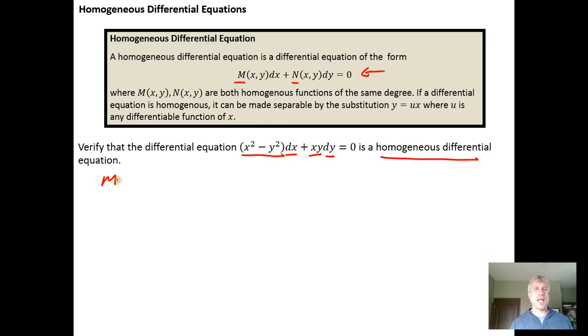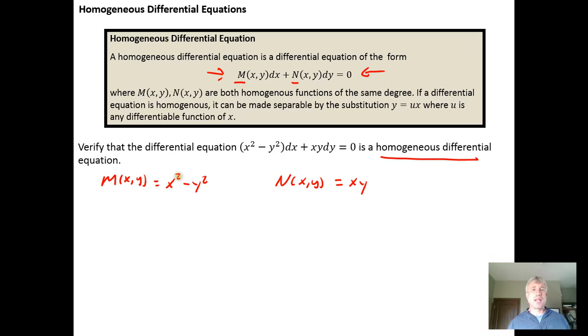So what we see is that M of x, y, the function of two variables being multiplied by the dx term, is just the function x squared minus y squared, and N of x, y, the function of the same two variables that's being multiplied by the dy term, is just xy. So our function is in the correct form. It's in the form M of x, y dx plus N of x, y dy. So to verify that it's a homogeneous differential equation, we just need to demonstrate that these two functions are homogeneous of the same degree. And we could do that by inspection.